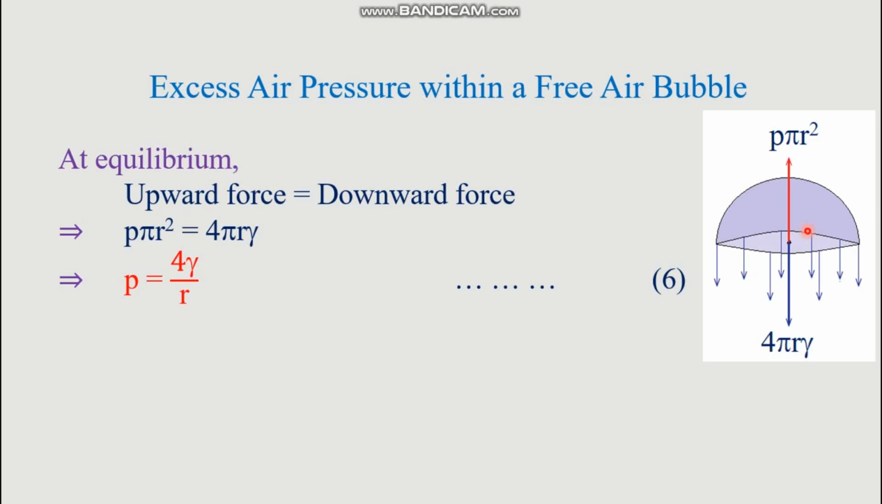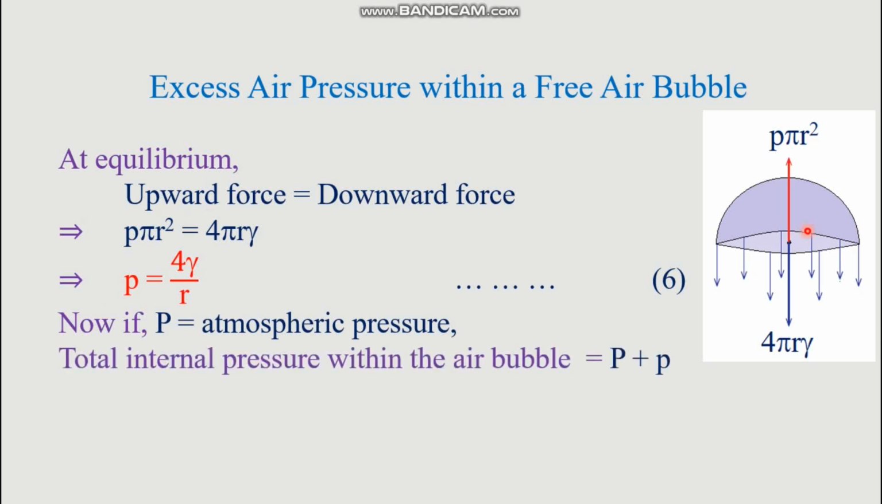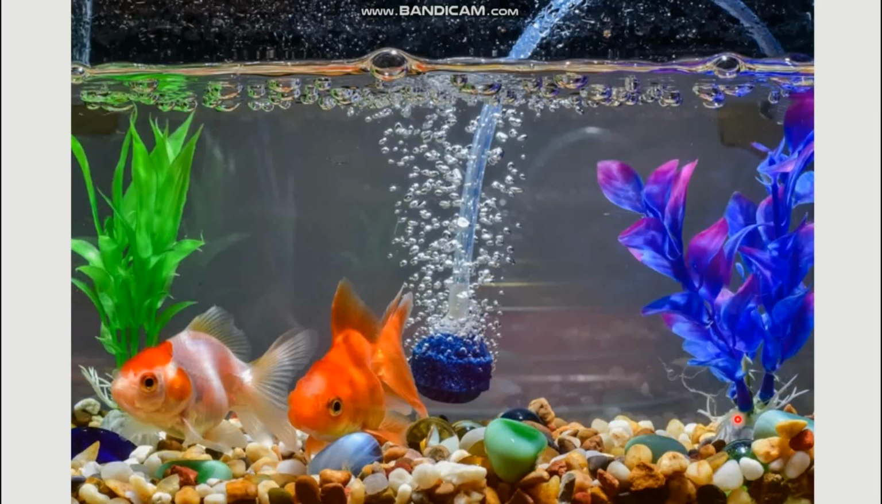Then what should be the overall pressure? Actually, the atmospheric pressure is capital P, which is also present inside the bubble. So we have to add these two. So small p added with capital P, that means capital P plus 4 gamma by r. So this is the overall pressure inside the bubble. But what is the excess pressure? Excess pressure is only 4 gamma by r.